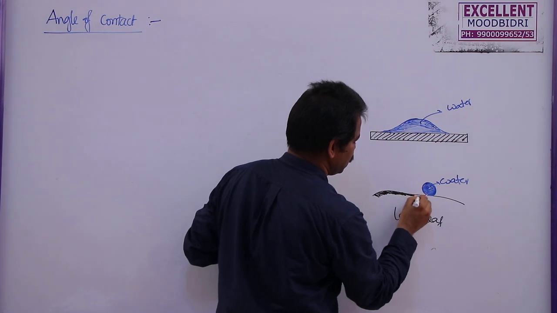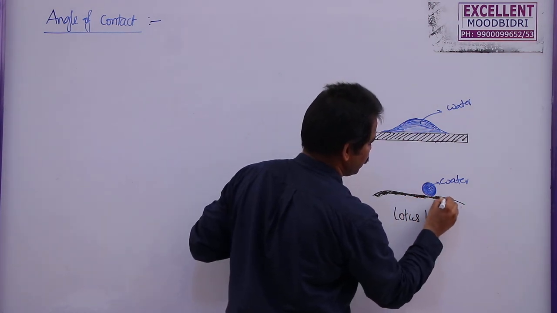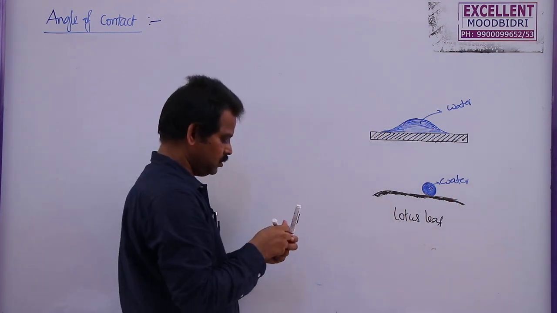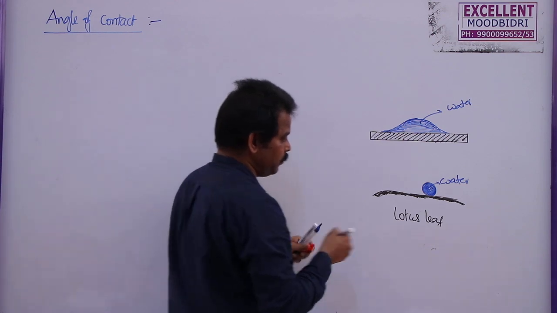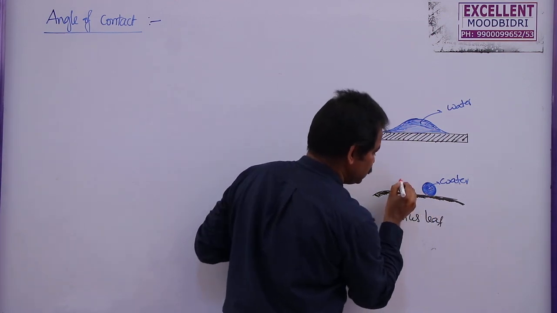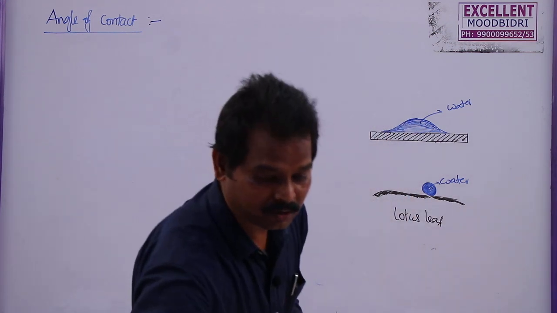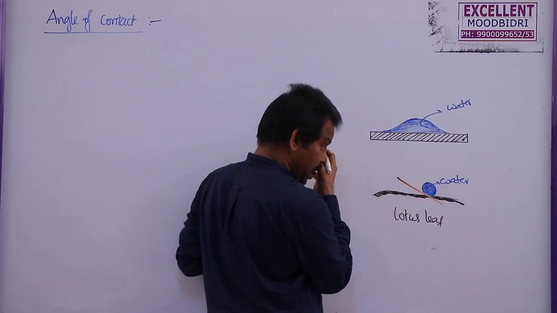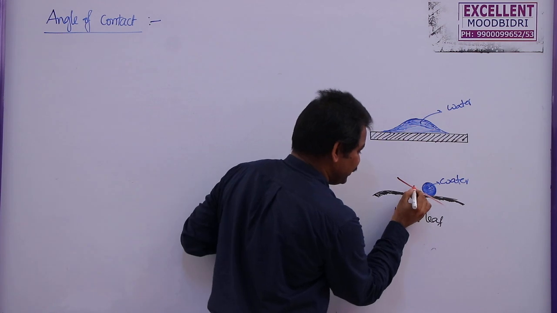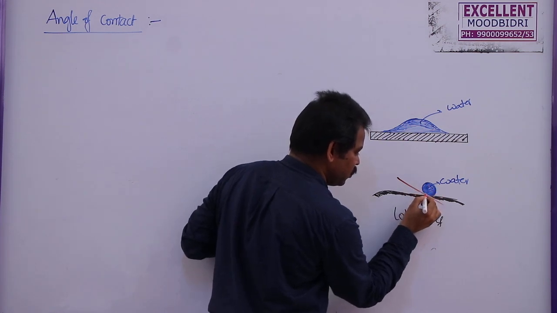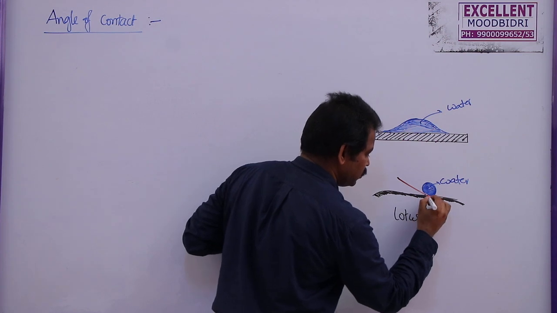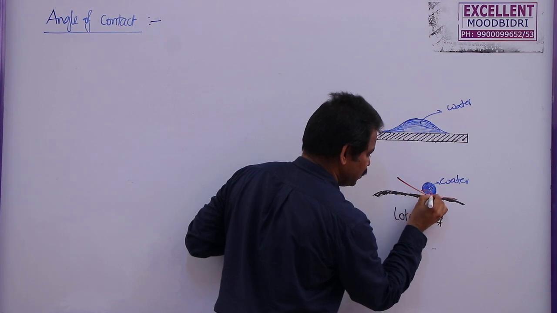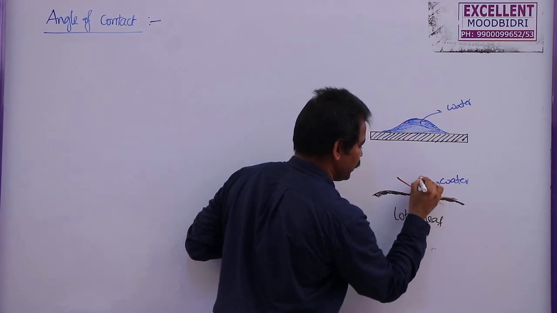So this is the lotus leaf here. So the lotus leaf is the solid surface. For this solid surface, there is a point of contact between the solid and liquid. So this is the tangent here, the tangent drawn at this surface. So if we draw the tangent, the angle between the tangent drawn to the liquid surface with the solid surface at the point of contact with this solid surface, measured within this liquid, is called angle of contact theta.